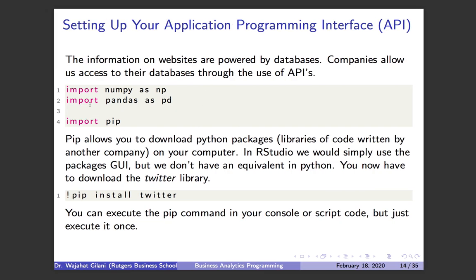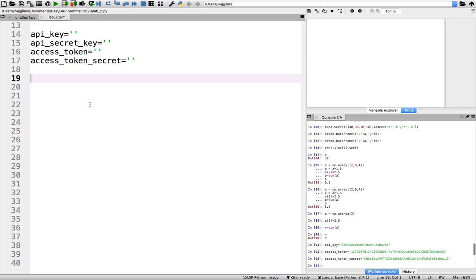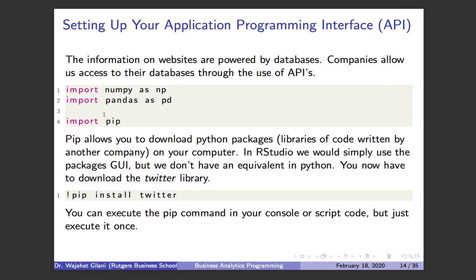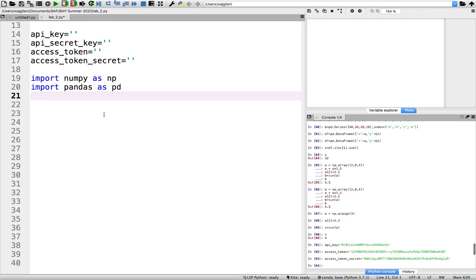Now, what we need to do is obviously, let's go ahead. For you guys, you are going to have these variables with the right key values. So I'm going to do my import numpy, get that in there. My import pandas, get that in there. And now I'm going to import something new called pip.